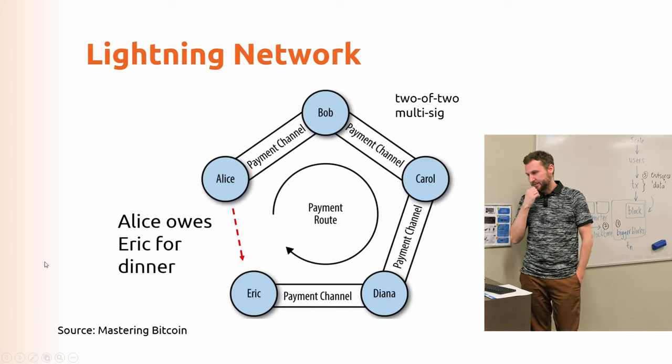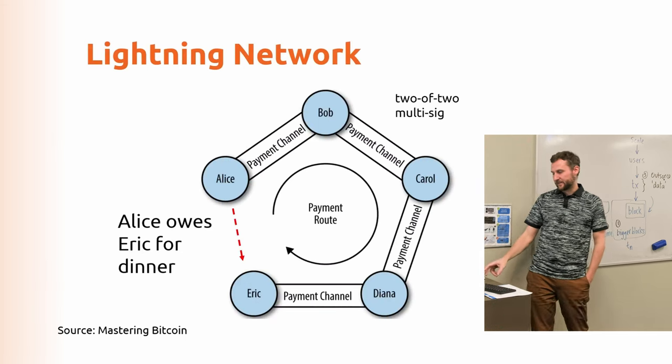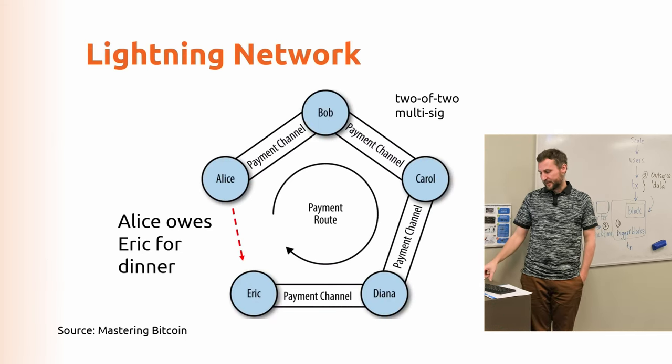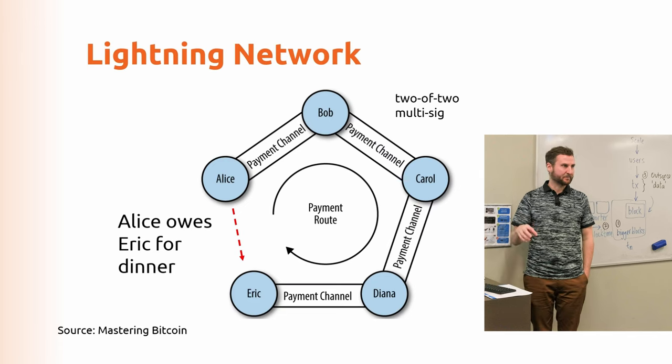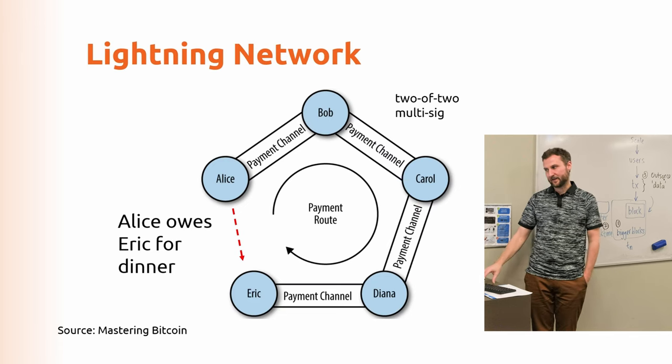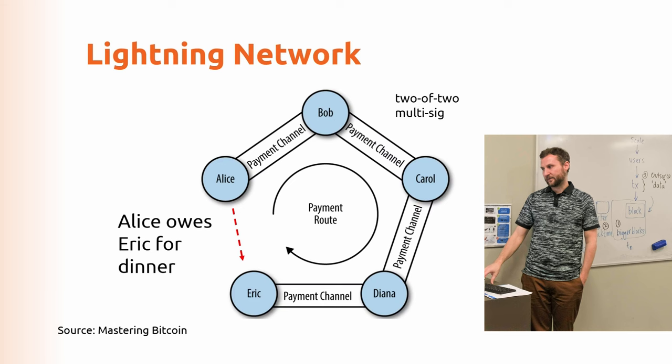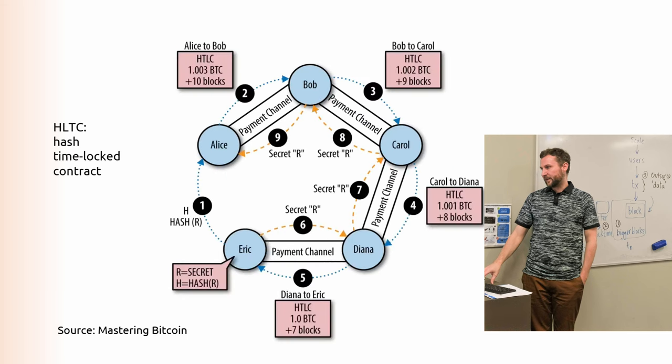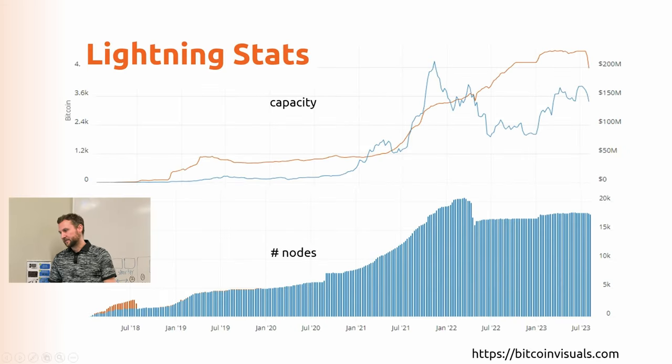Okay, so it takes a bit to get what's going on here. I took these diagrams from Mastering Bitcoin. They have a brilliant explanation in there with these diagrams of the Lightning Network in use. So here's some stats.